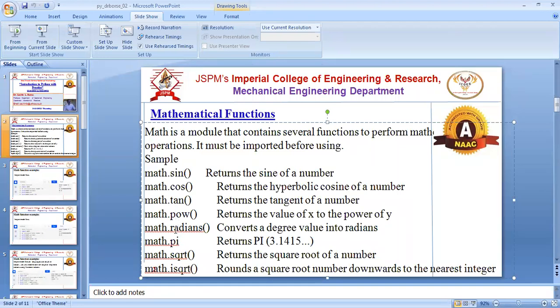If you want to convert degrees to radians, then you use math.radians. If you want to print pi, then you just use math.pi. If you want to find the square root, then use math.sqrt. If you want to find the square root but rounded to the nearest lower number, then we have to use isqrt.